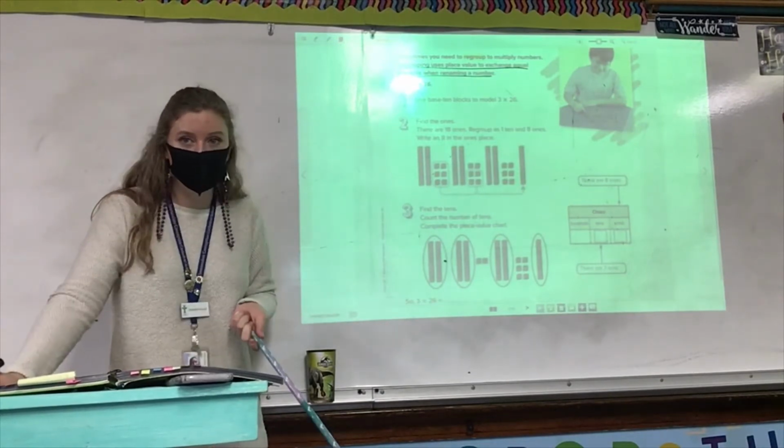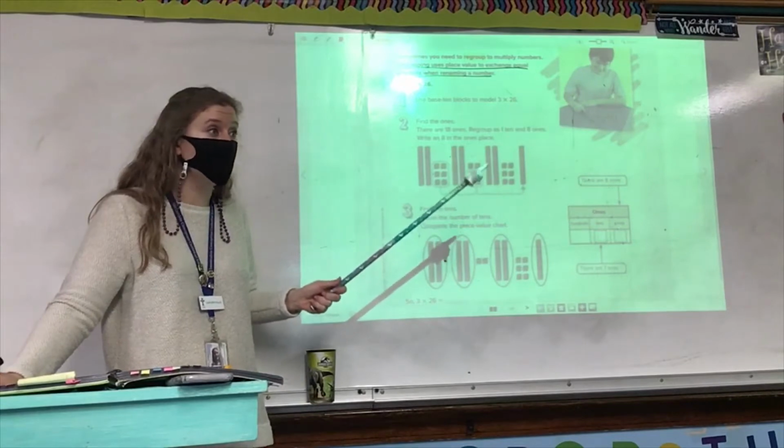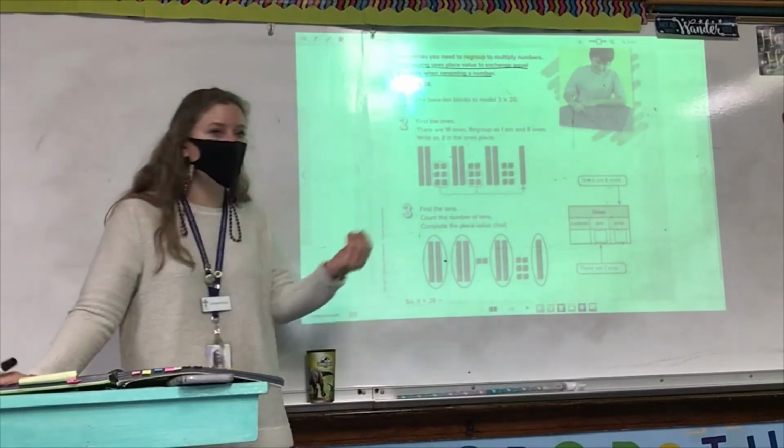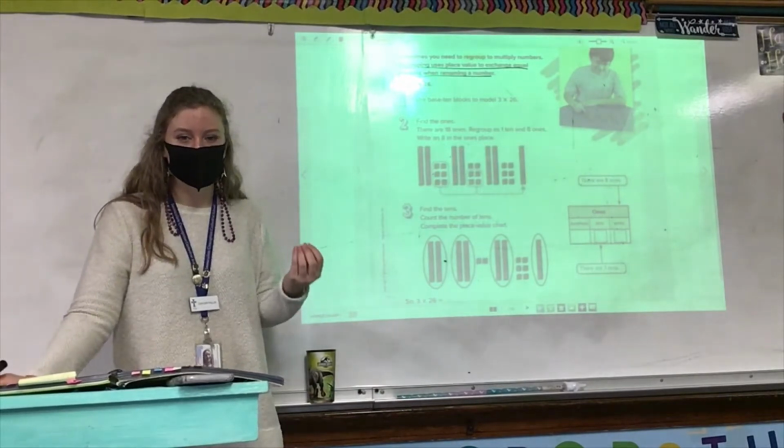So what we're going to do today is we're going to use a model to represent 3 times 26. We already know step 1 when we multiply is to multiply what?